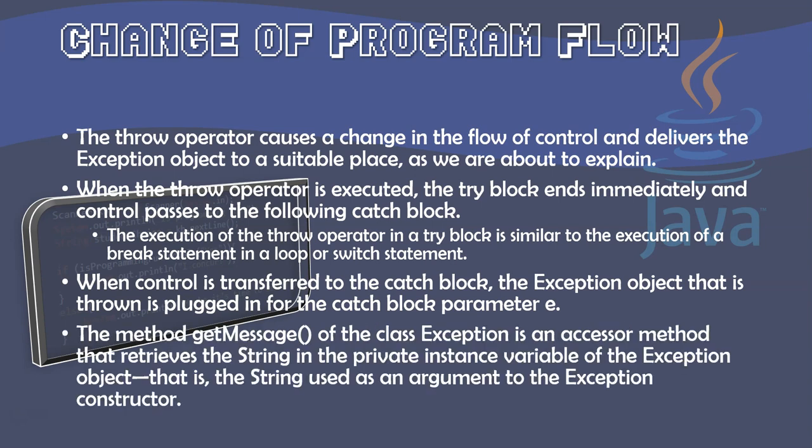Now the method getMessage of the class Exception is an accessor method that retrieves the string in the private instance variable of the exception object. That is, the string is used as an argument to the exception constructor. So just as I've already mentioned, whenever we pass that string argument in, it's stored in the private instance variable. We use getMessage to pull that back down in order to actually have that displayed within our program.